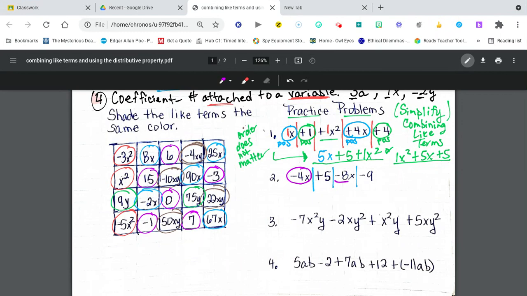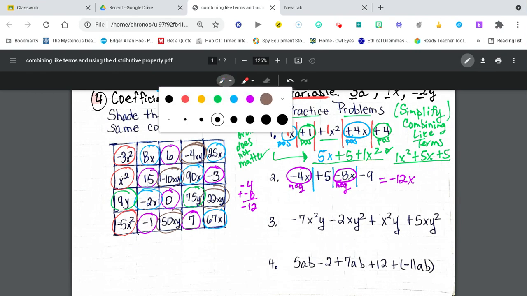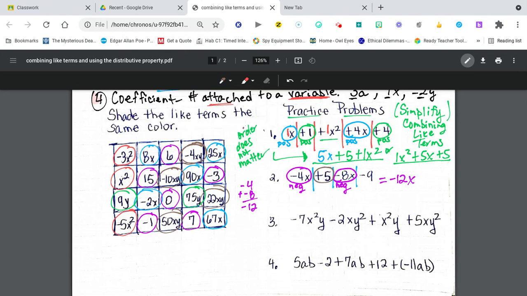-4x is like -8x. And both of them have a negative coefficient. So because they're both negative, I add them. So if I add -4 to -8, I get -12. So when I combine them, I end up with -12x, and then I have 2 constants. So I'm going to put my 2 constants together, because constants are like terms.